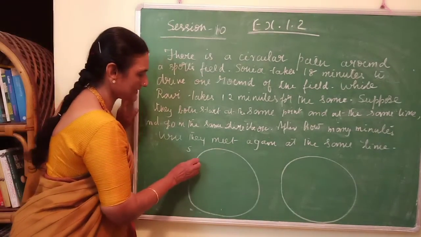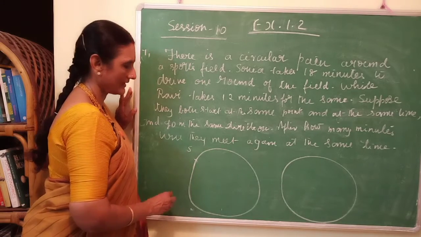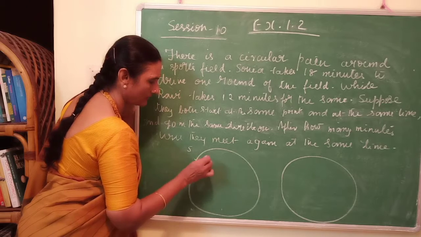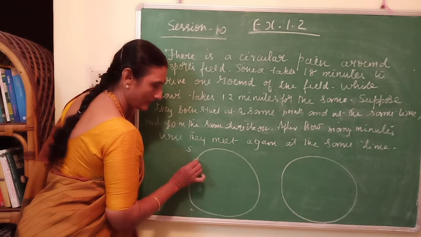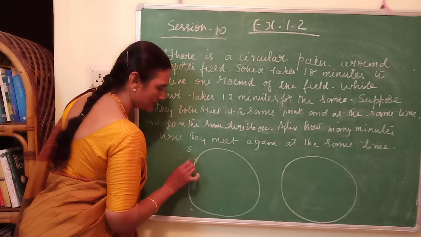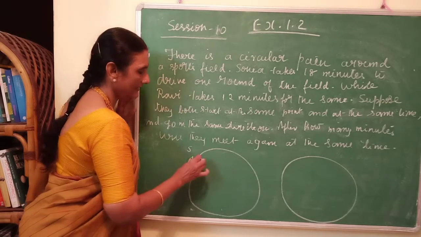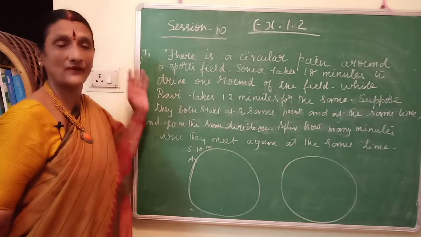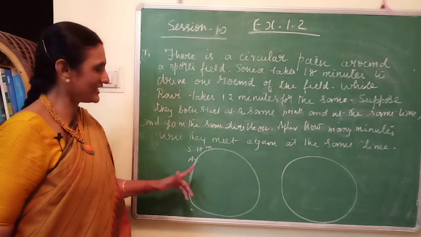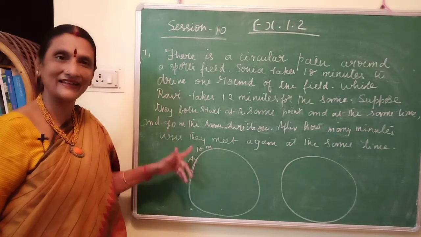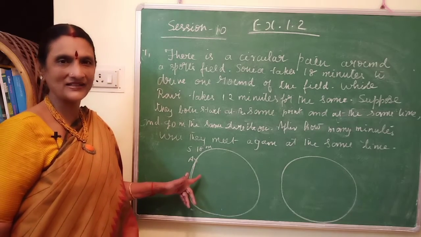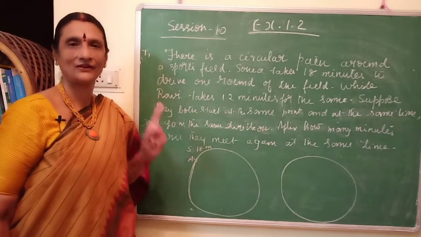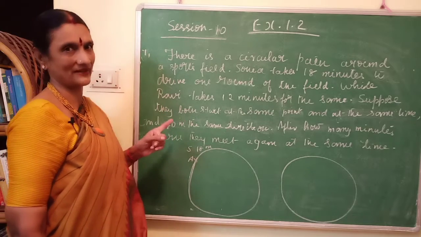Suppose this is the starting point. Sonia takes 18 minutes to complete one round. So if they start at 0 minutes, by the time she comes back to the same starting point, 18 minutes will be over. In other words, every 18 minutes she will be coming to the starting point again and again. Are you understanding? This is what you should clearly understand.